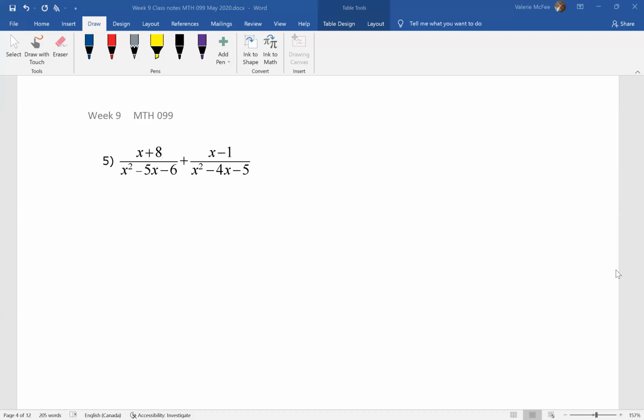This video is just a little bit more practice with adding and subtracting rational expressions. So let's start with this example here. Pause your video and find the lowest common multiple of these denominators.